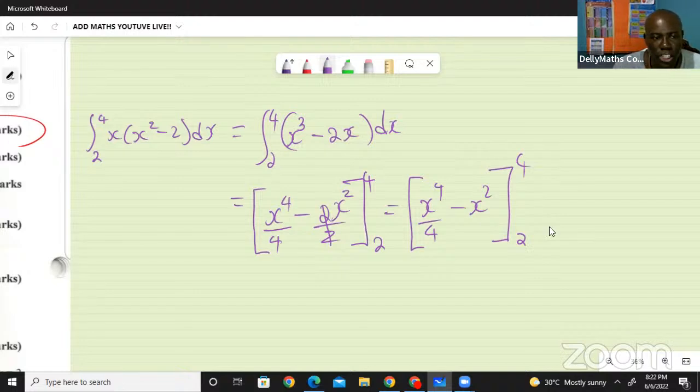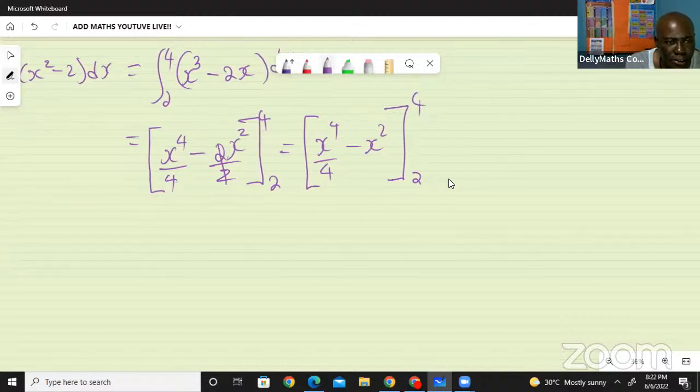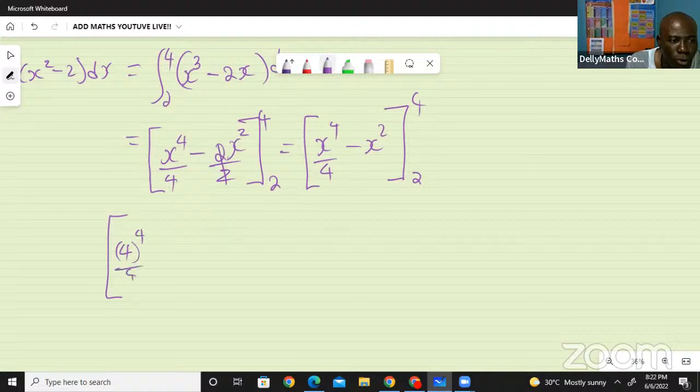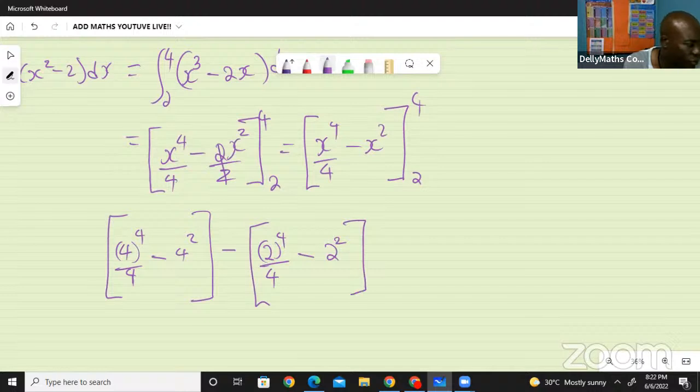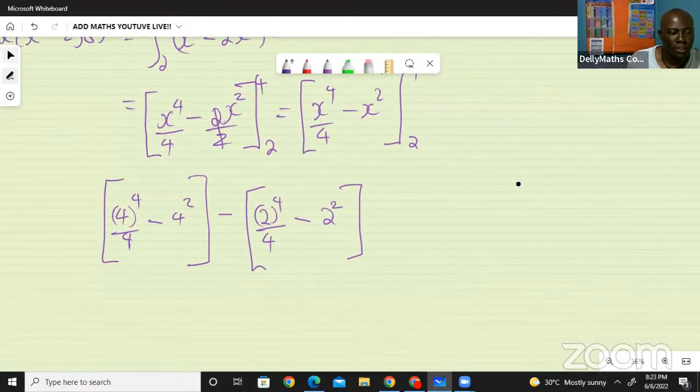Let me put it in my bracket still. The bigger one goes out front. So we're going to have 4 raised to the 4 over 4, so that's like 4 to the third, which is about 64 already. Minus 4 squared. And then we subtract 2 to the 4th over 4 minus 2 squared. So that's the setup that we have. Let's find our values and we're done.